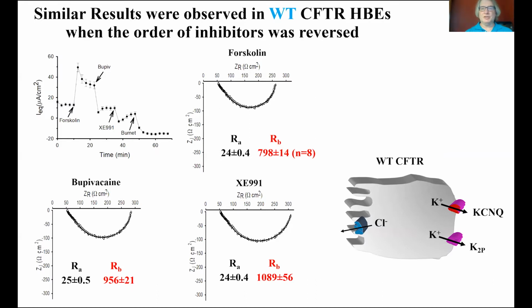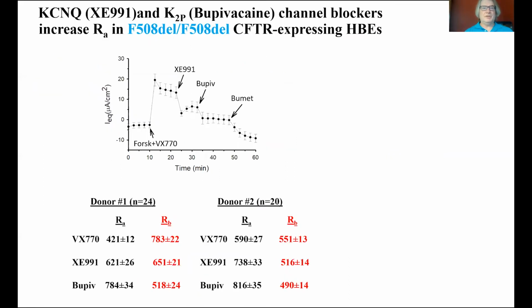We then turned our attention to F508del homozygous experiments, and is shown here. In this case, again, we incubated overnight in C18. We then stimulated with Forskolin plus VX770 as a potentiator of the F508del CFTR, which stimulated a significant increase in current as expected. XE991 and bupivacaine both inhibited the current following this activation by Forskolin plus VX770.